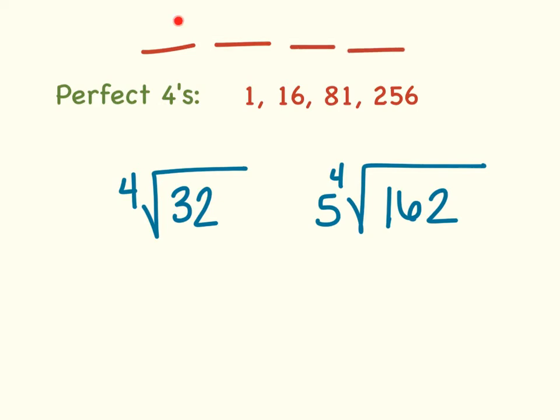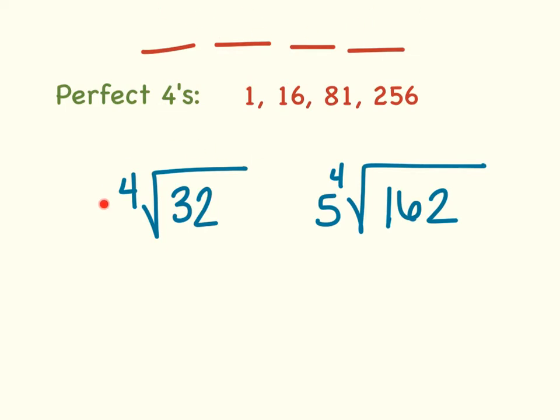For example, 1 times 1 times 1 times 1 is 1. 2 times 2 times 2 times 2 is 16. 3 times 3 times 3 times 3 is 81. 4 times 4 times 4 times 4 is 256. And you could keep going with 5, 6, 7, 8, etc.